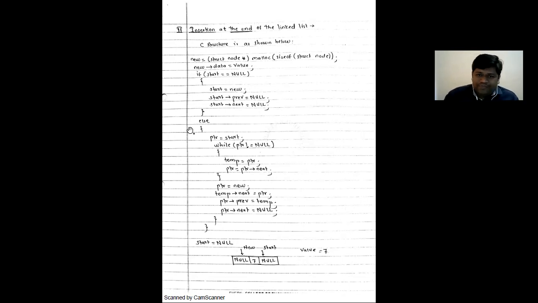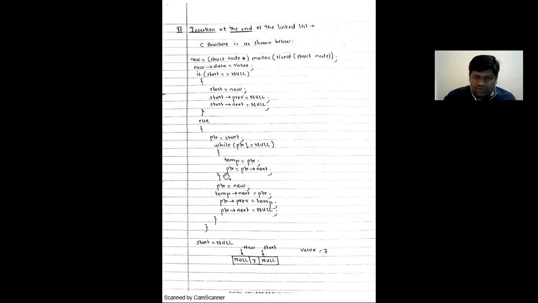If the list is not null, in that case you can consider one more pointer here, PTR. Previously in our singly linked list we were considering Q, but here we consider PTR. So PTR is equal to start. Now for the traversing purpose we are using the PTR. While PTR is not equal to null, we are traversing. So temp is equal to PTR, and after that PTR of next.